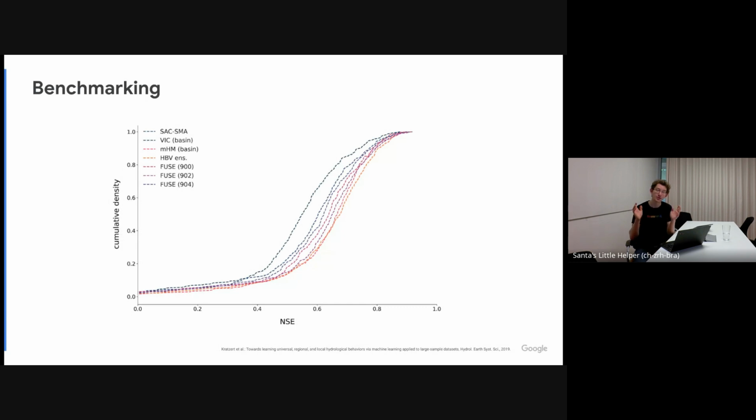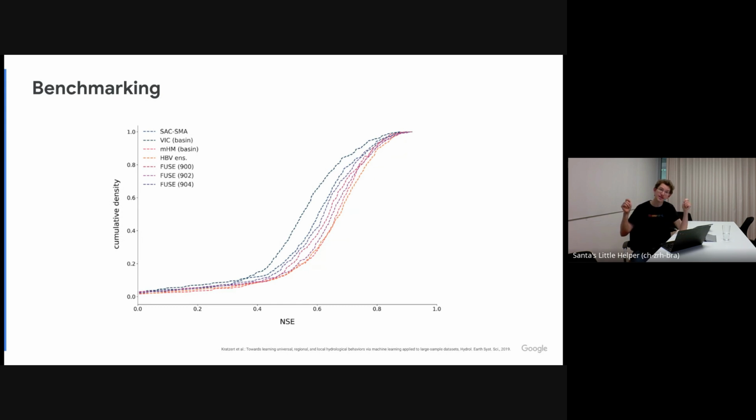What we've done here is an experiment where we have historical streamflow records from about 500 gauge stations all across the continental United States. So we can train and evaluate models on each of those basins. And then we have a number of different models. Each of the lines that you see here is the result for a different classical hydrologic model.